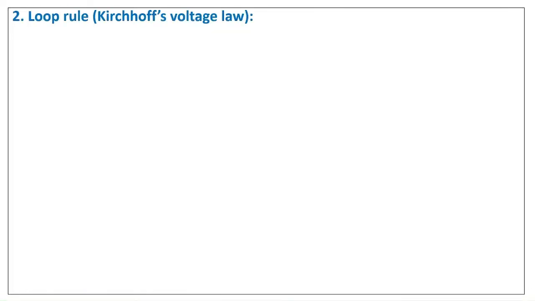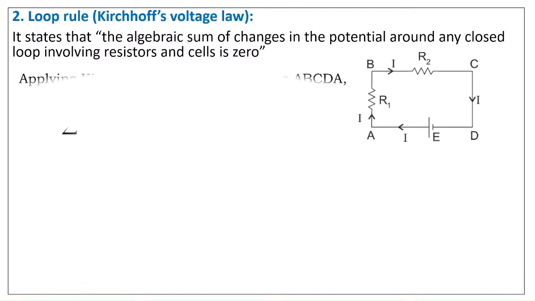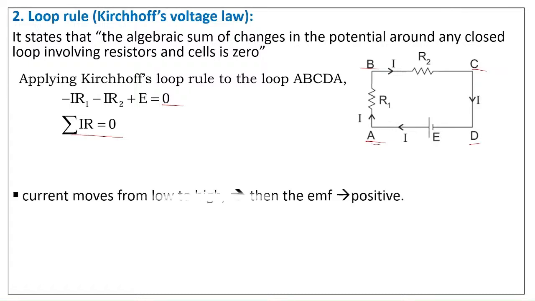Next. 2. Loop rule or Kirchhoff's voltage law. It states that the algebraic sum of changes in the potential around any closed loop involving resistors and cells is 0. Applying Kirchhoff's loop rule to the loop ABCDA, we get -IR1 - IR2 + E = 0. Therefore, the summation of IR is equal to 0.